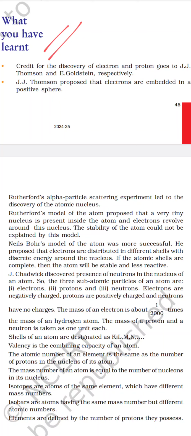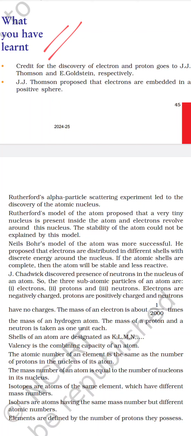Shells of an atom are designated as K, L, M, N. Valency is the combining capacity of an atom. The atomic number of an element is the same as the number of protons in the nucleus of its atom. The mass number of an atom is equal to the number of nucleons in its nucleus.